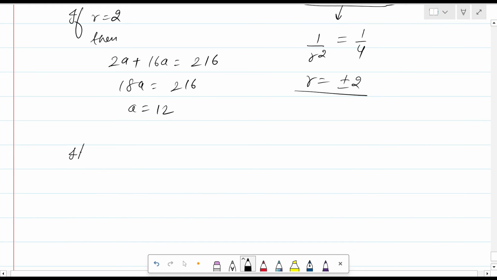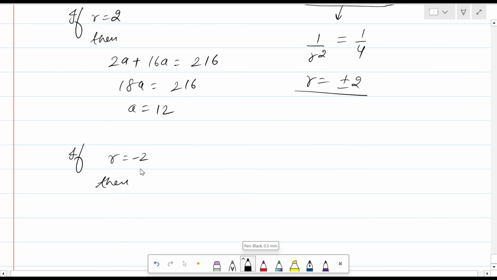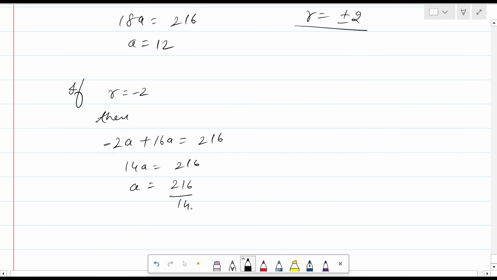And if R is equal to minus 2, then what will be the equation? The equation will be minus 2A plus 16A is equal to 216. So 14A is equal to 216. So A is equal to 216 by 14, which is equal to 108 by 7, not an integer.